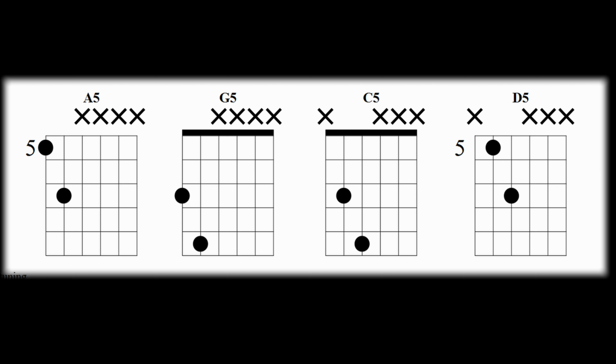As with other riffs, the rhythmic element is almost more important than the actual notes being played. Here's an example in A Dorian using four different power chords.